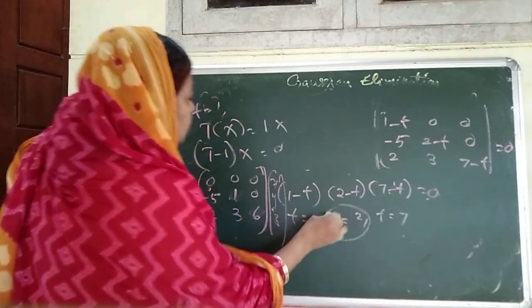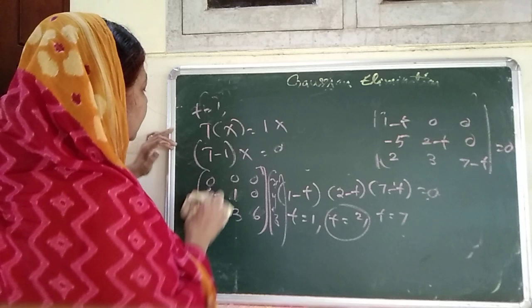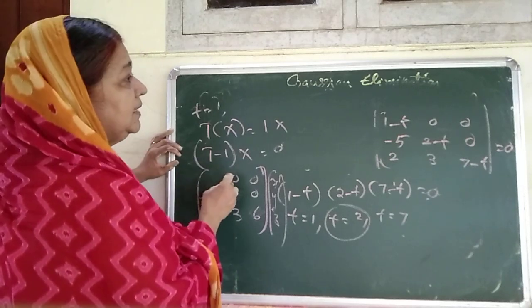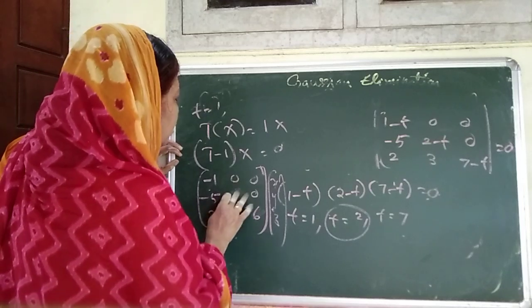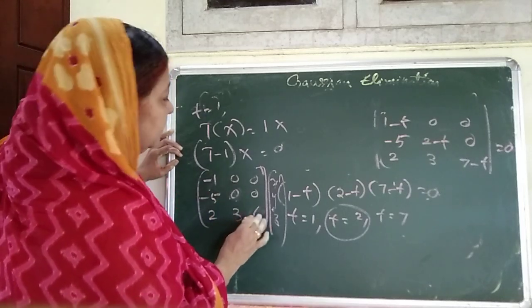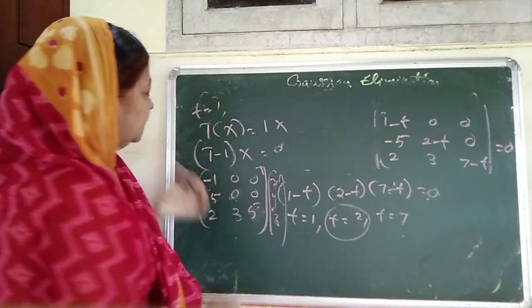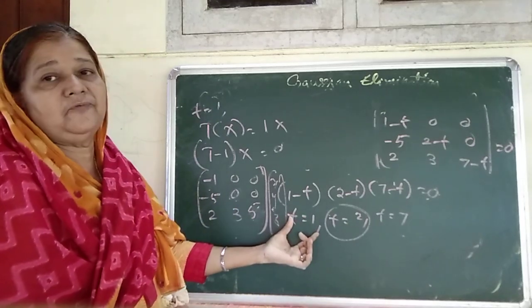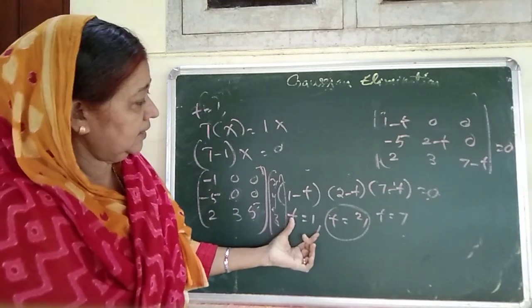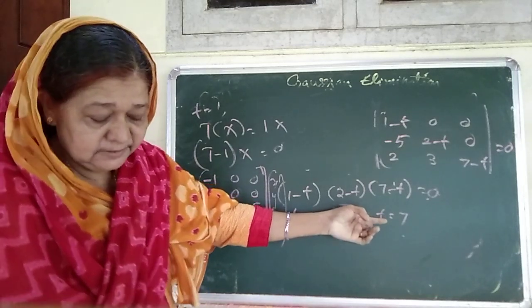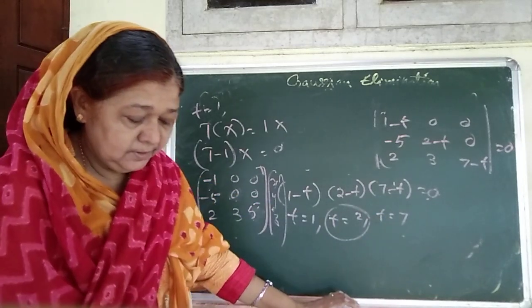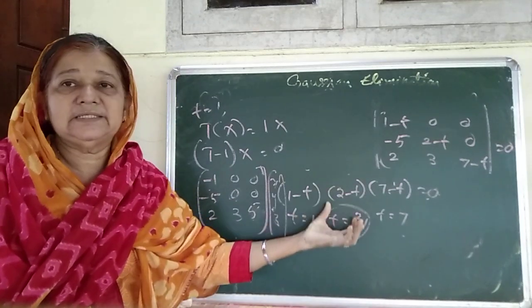Then for t equal to 2, we find 1 minus t, that is 1 minus 2, which is minus 1. 2 minus 2 is 0, and 7 minus 2 is 5. So corresponding to this value we can also solve, and similarly we can solve for t equal to 7. Thus we can solve for the characteristic values and characteristic vectors.